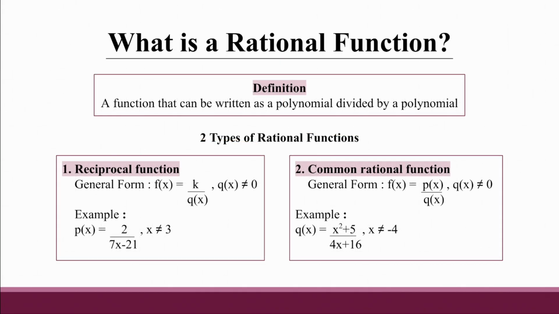Today, we are going to be learning how to graph rational functions. Rational functions are functions that can be written as a polynomial divided by a polynomial. There are two types of rational functions. The first one is a reciprocal function, which is represented by a constant over a polynomial, and the second type is a common rational function, which is a polynomial over another polynomial. In both cases, the denominator cannot equal 0.